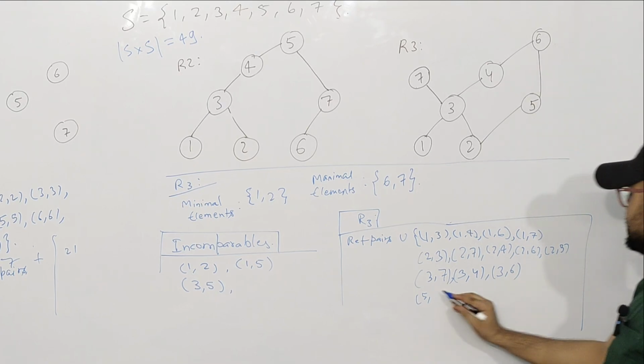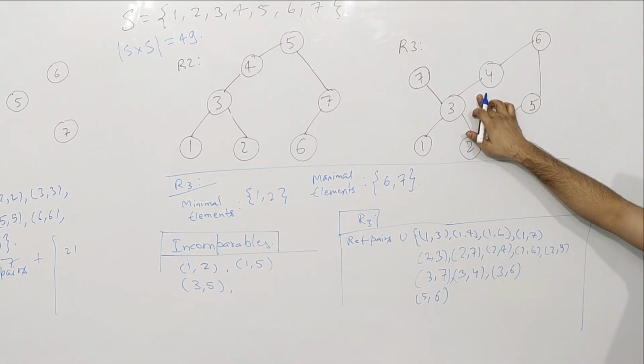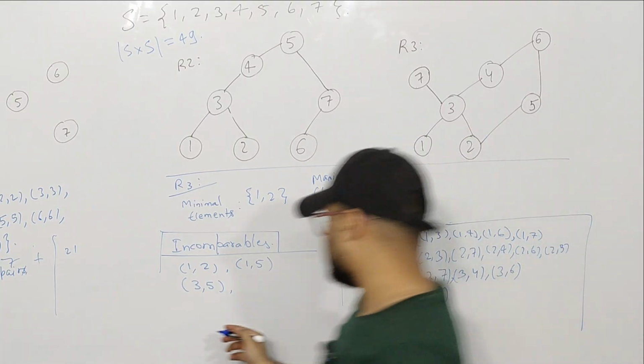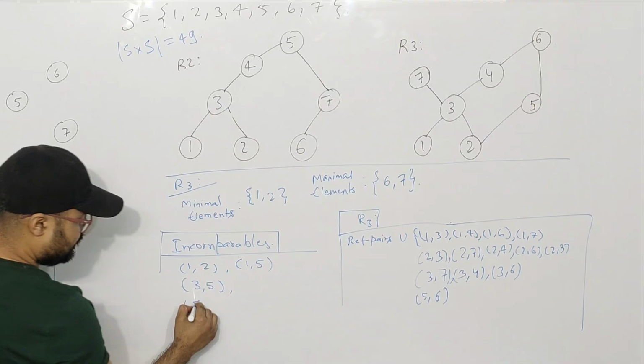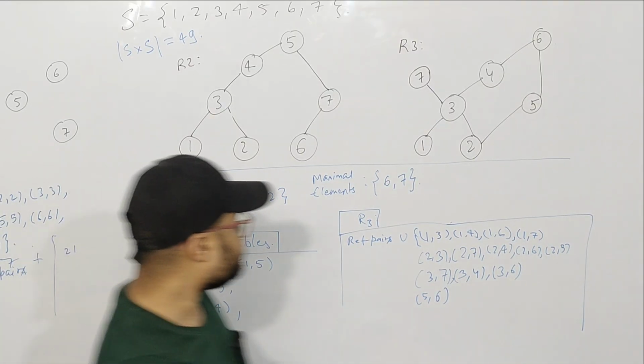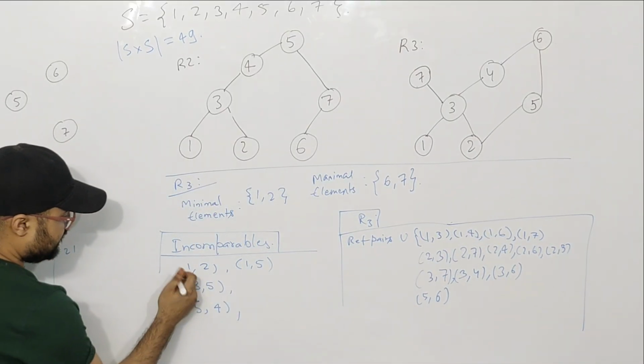From 5 you get 6, but the rest of them, 5 and 4, they are incomparable. 5 and 3 is incomparable. Okay, let me write it like this.